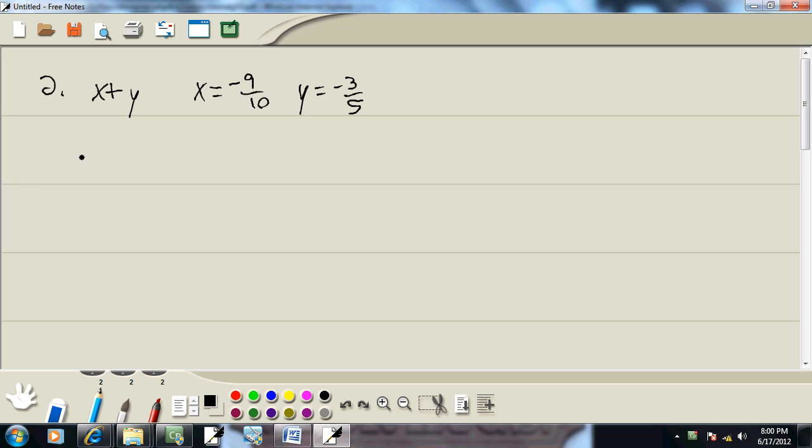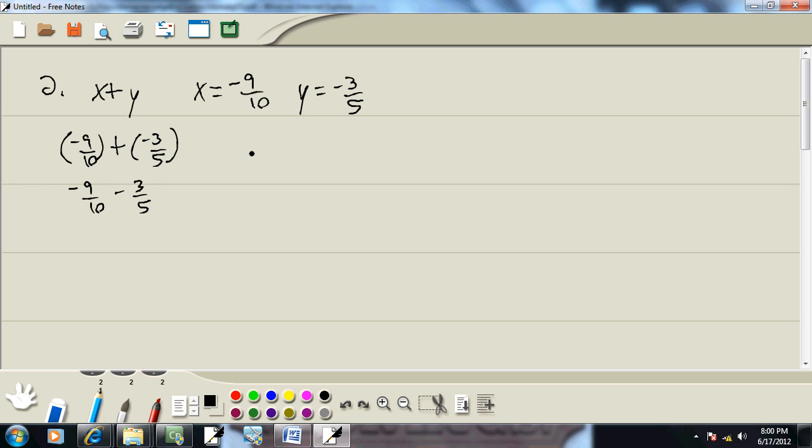Now, how you evaluate a variable expression, an algebraic expression, is everywhere you have a variable, put in parentheses. Now where the x was, I'm going to put in negative 9/10. Where the y was, I put in negative 3/5. Which gives us negative 9/10 minus 3/5. We need to get a common denominator.